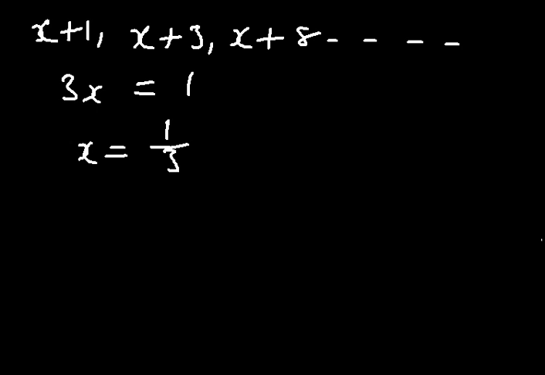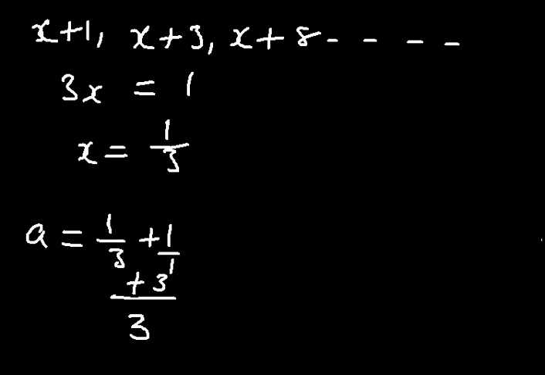Now in this case we have the first term, that is given as a. We'll have it as 1 over 3 plus 1. And what is that one? There should be 3 here, 1. This is the same as 4 over 3. That is the first term of the series.